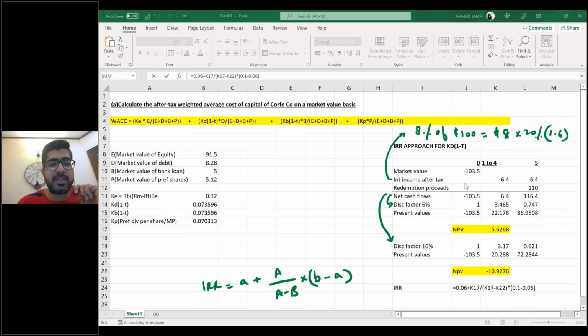Yes, in interest after taxes, you get 8% interest of par value 100. So 8 is your interest income, but after 20% tax, it becomes 6.4. Yes, you can take and get the same answer. I've written the IRR formula equation: small a plus capital A over capital A minus capital B into B minus A. Trial and error means your guess.